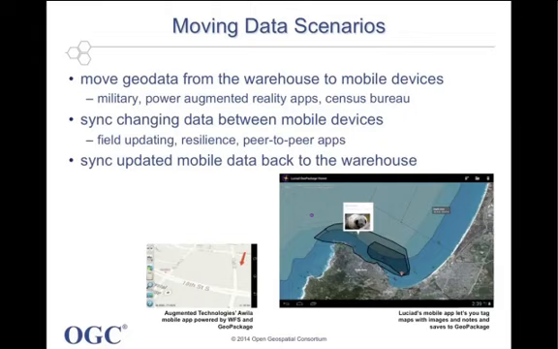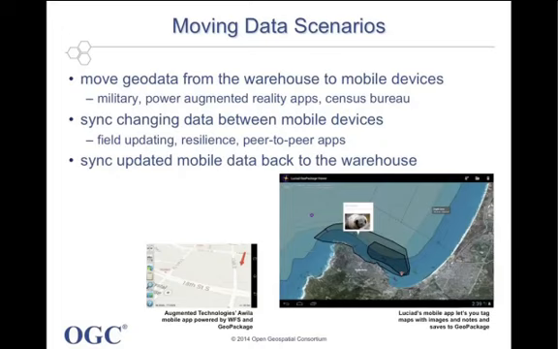So it's great to have a file format, but in order to really play nice with the services ecosystem, it's even better to be able to computationally automate the creation of those files. We looked at a few different scenarios for this. The first is the most basic: moving geodata from the warehouse to a mobile device.